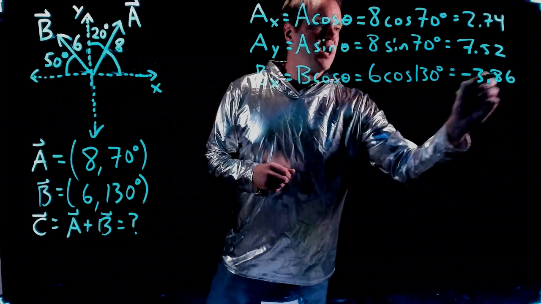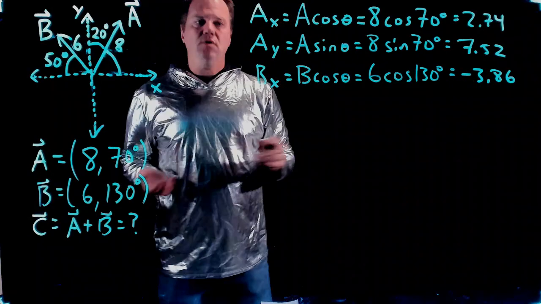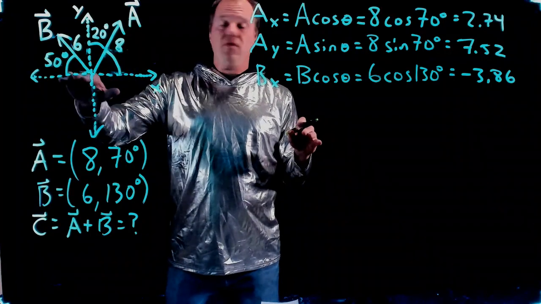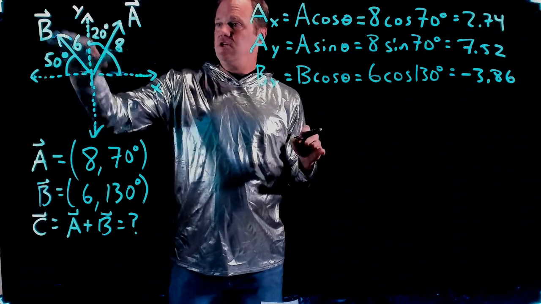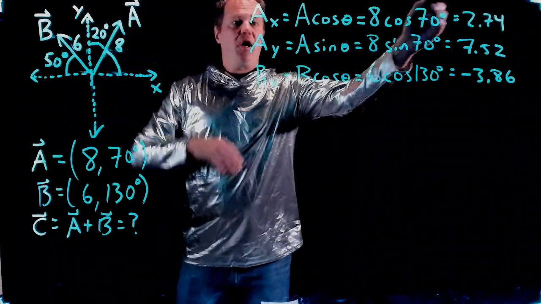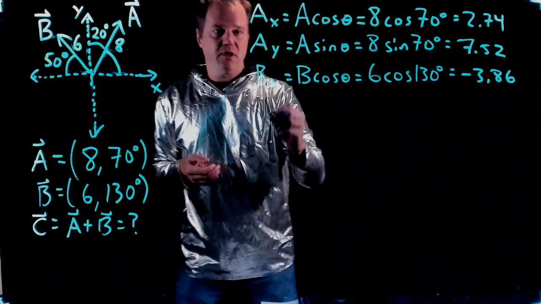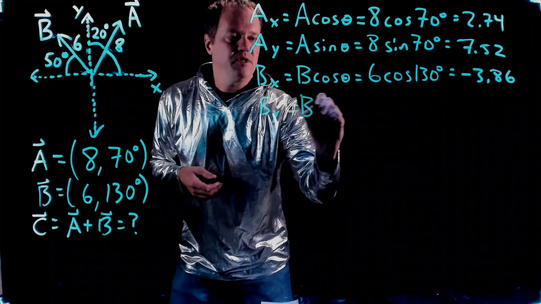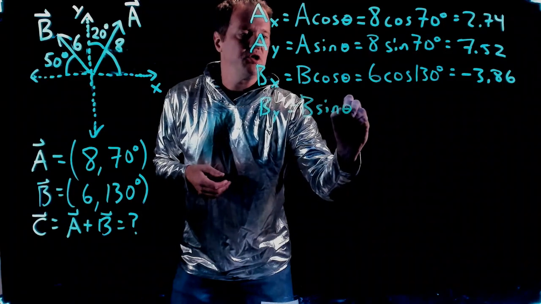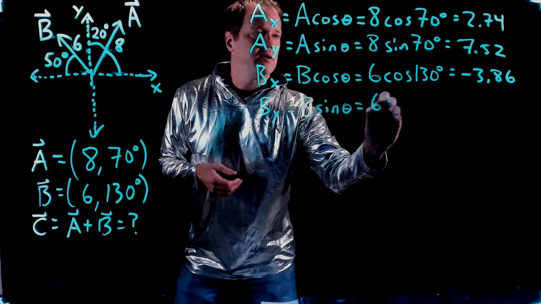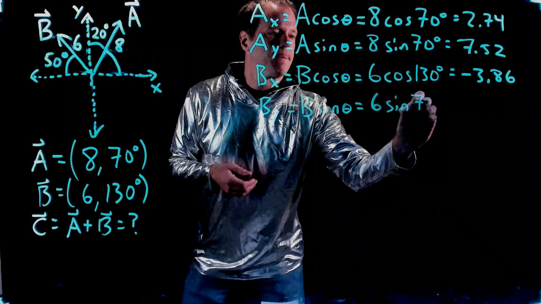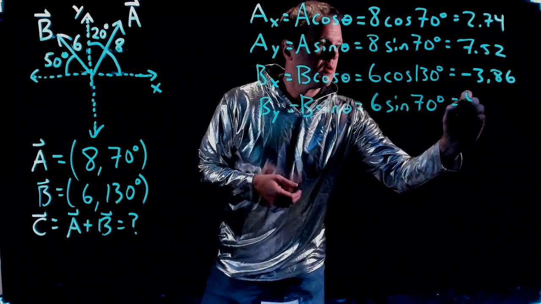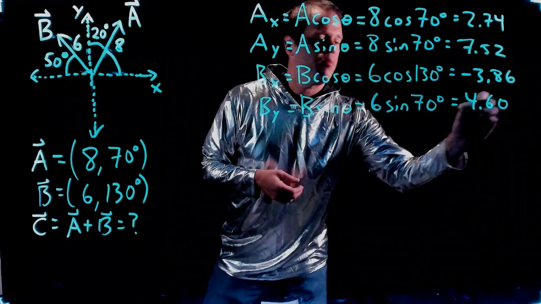And one thing you can check, if you're not 100% confident in your math, is to make sure that you're in the correct quadrant. And this looks right to me. I have a negative x component for B. A has positive x and y components, so looks good so far. And then once again, sine function associated with the y component. And my calculator says that that is 4.60.